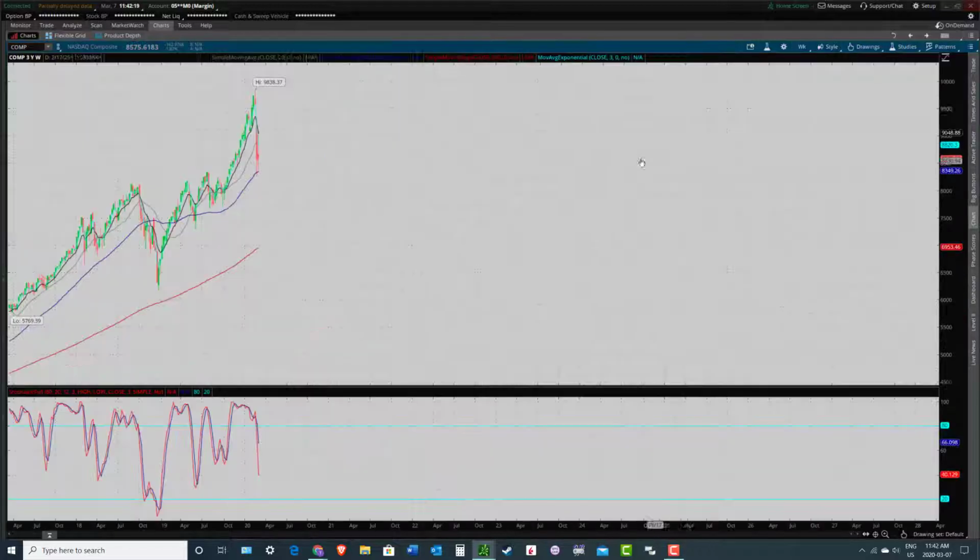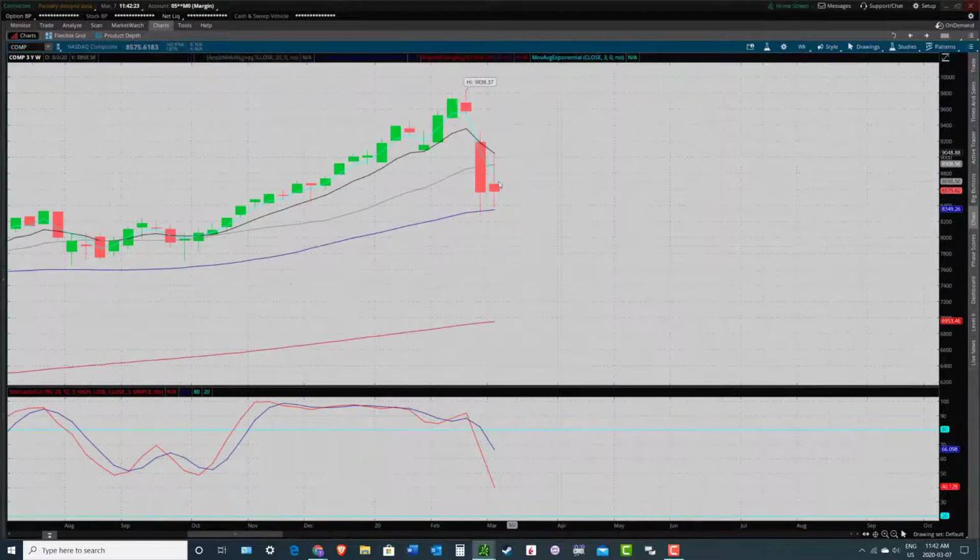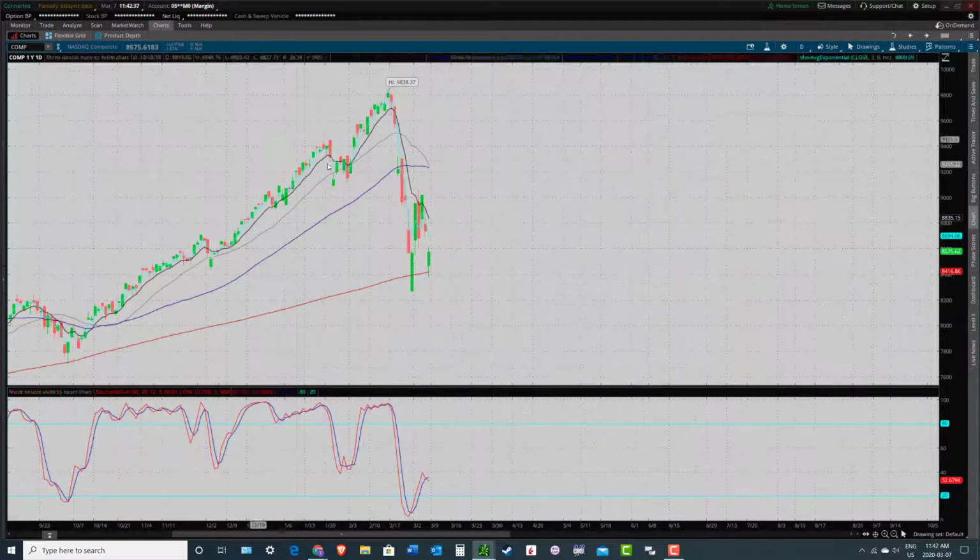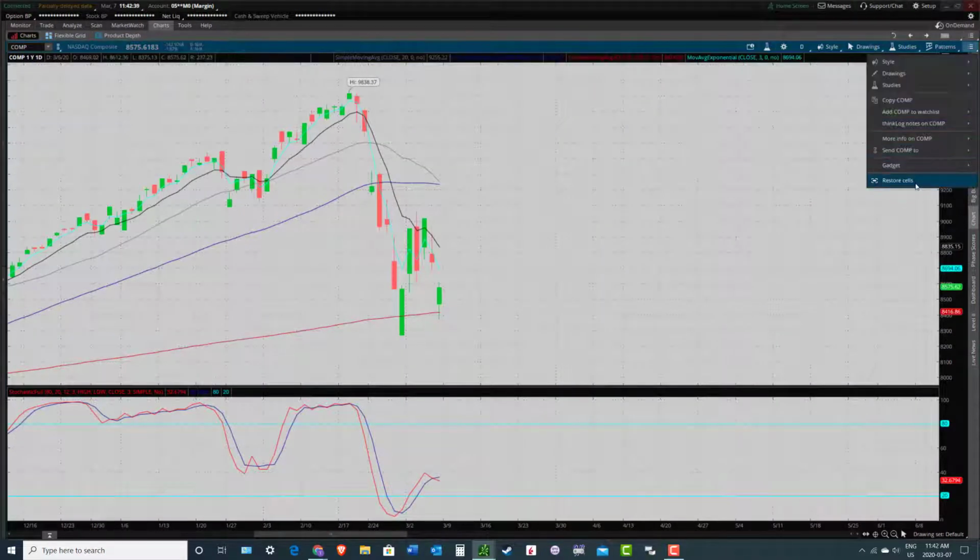Weekly chart on the Nasdaq. Let's have a look. Similar to the S&P, we got basically a weekly doji star, long upper and lower shadow, small real body. So again, just kind of an indecisive consolidation type of week. All right, that's the Nasdaq. So we'll move on to the VIX.